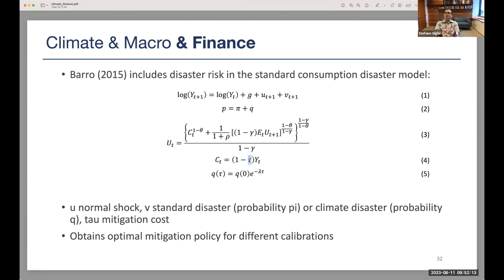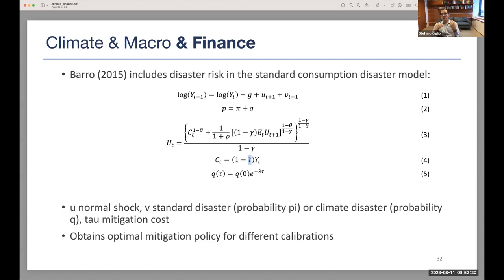But the optimal policy here is going to be driven by the fact that this climate disaster is the main source of risk for the economy. And so just like Nordhaus, it gets a bunch of calibrations. I don't have them here, but you can see where this is going.